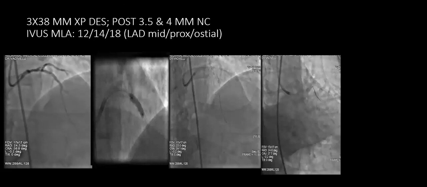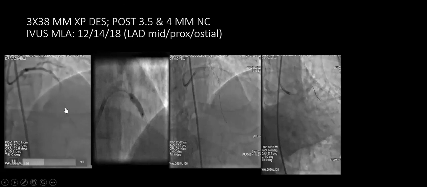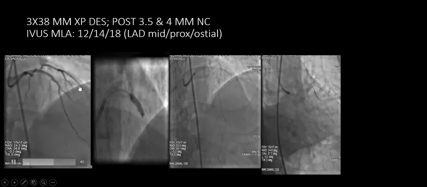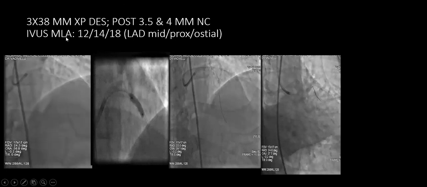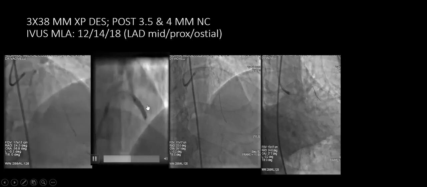And a 3 x 38 mm DES was deployed because there was a size mismatch. The proximal LAD is really a 4 mm vessel, but in the mid LAD landing zone it was not. From imaging it was maximum 3.2. So I didn't want to produce a dissection there. I took a 3 mm stent, then post dilated with 3.5 and 4 mm. And you can see here there is no waist in the region of maximum stenosis. This lesion yielded really well.